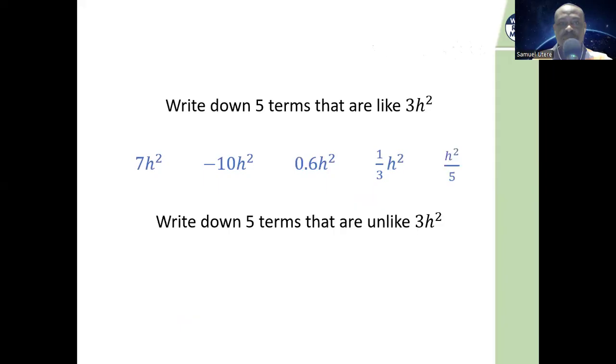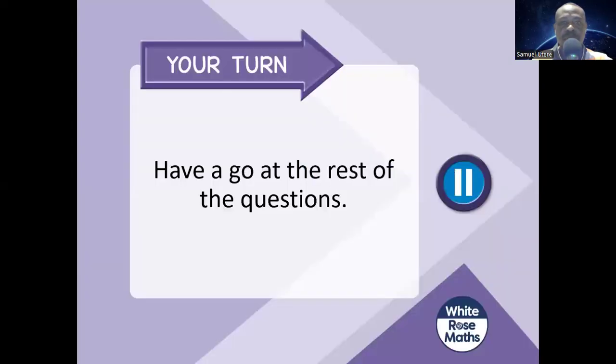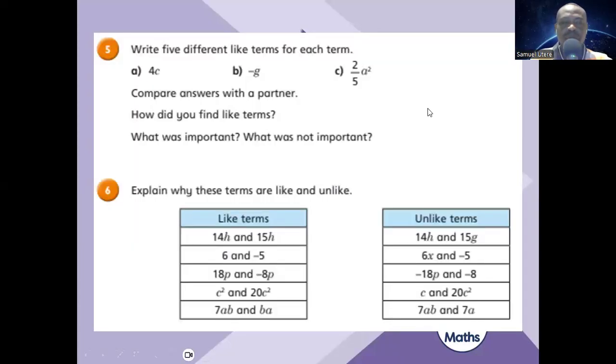We've also learned how to write unlike terms. You just need to make one of the conditions wrong. So either you have a different letter or you have the same letter but different powers. All right, have a go at the rest of the questions. Here are questions 5 and 6. You can pause the video for 3 minutes and have a really good go at questions 5 and 6, practicing what you've learned.